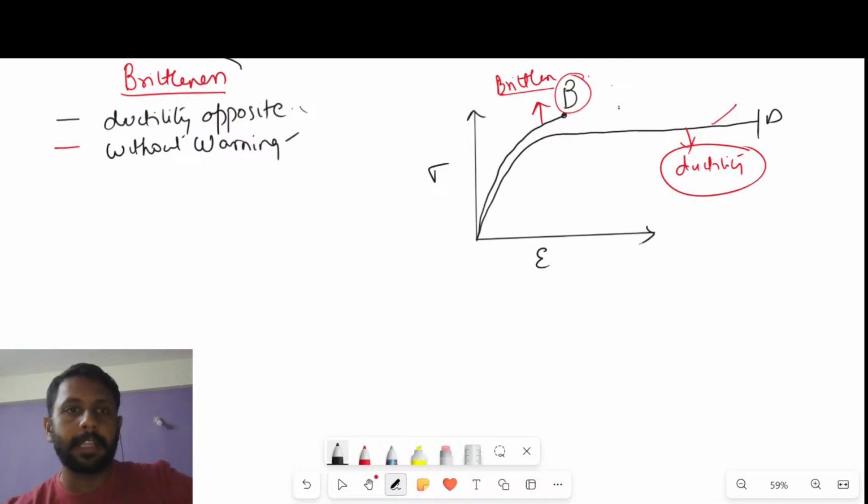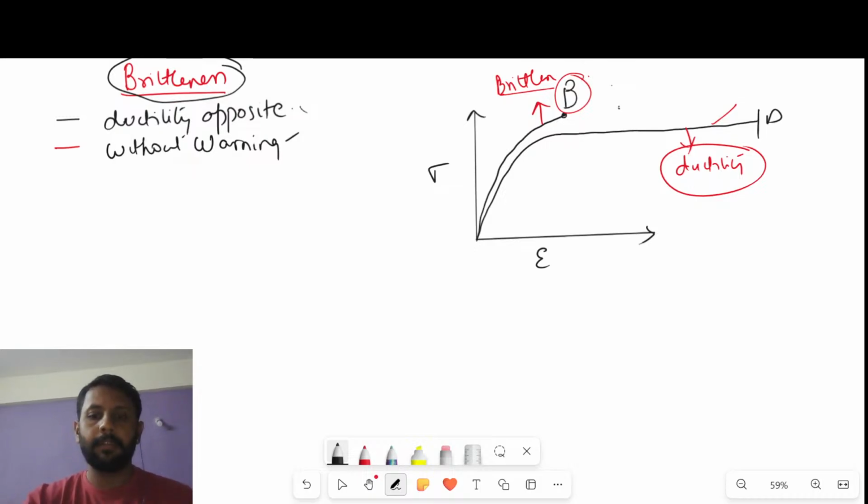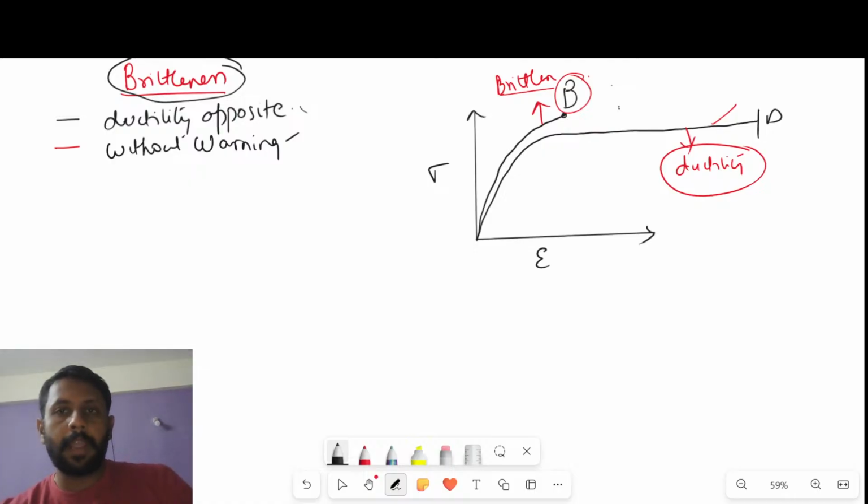So that is brittleness. Ductility is pretty flexible. Following or not, girls, all of you? Yes, sir. Brittle material will fail without warning. He will suddenly start shouting at you. So that is without warning. Ductility will fail with a warning.